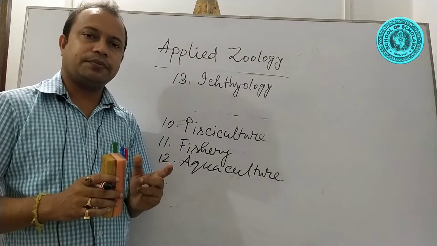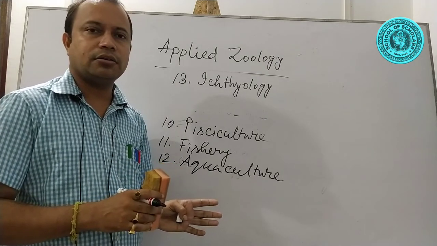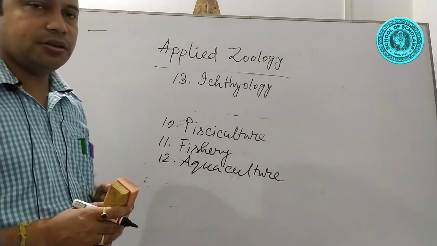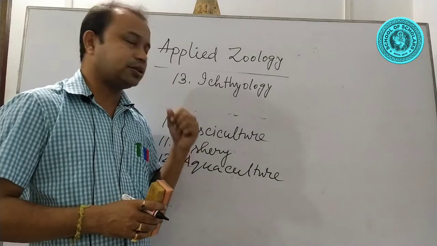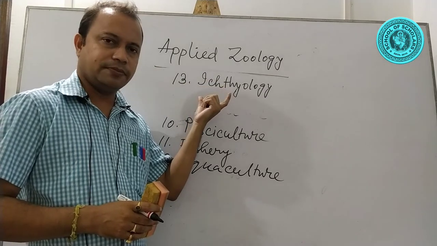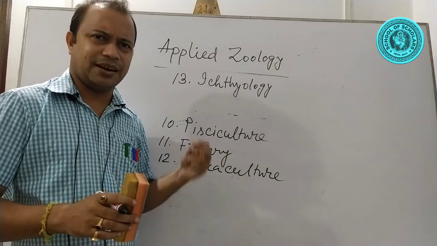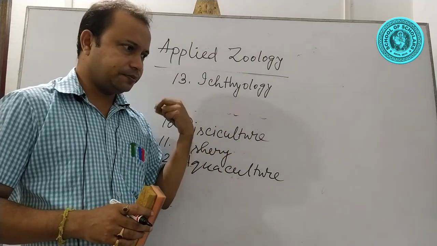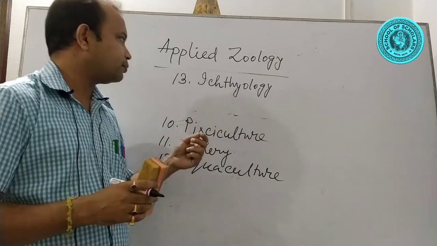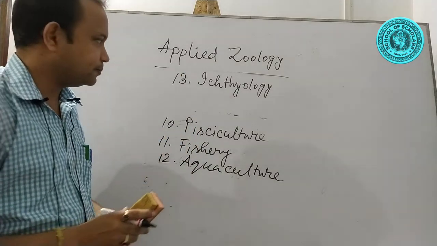branch which deals with the study of commercially important aquatic plants or any other commercially important aquatic species. If you see ichthyology, ichthyology is a branch of biology which deals with the study of fishes, that means the distribution of fishes throughout the world, their behavior, means feeding behavior, reproductive behavior. Therefore, there is a difference among these branches.